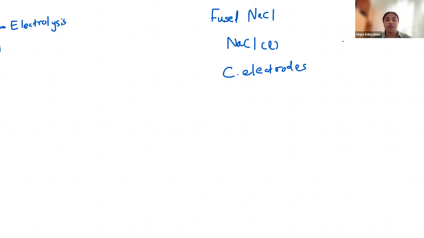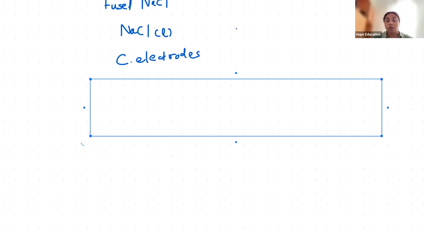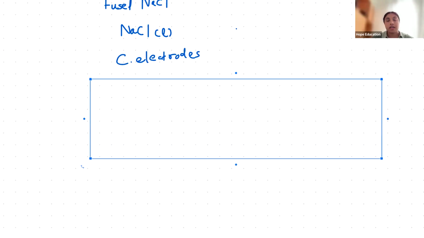I want you to draw the diagram. Write the oxidation reaction. Write the reduction reaction. Identify the anode and cathode in the diagram. Then identify the positive and negative electrodes in the diagram. And then write the observations. And finally, write an industrial application of this cell.